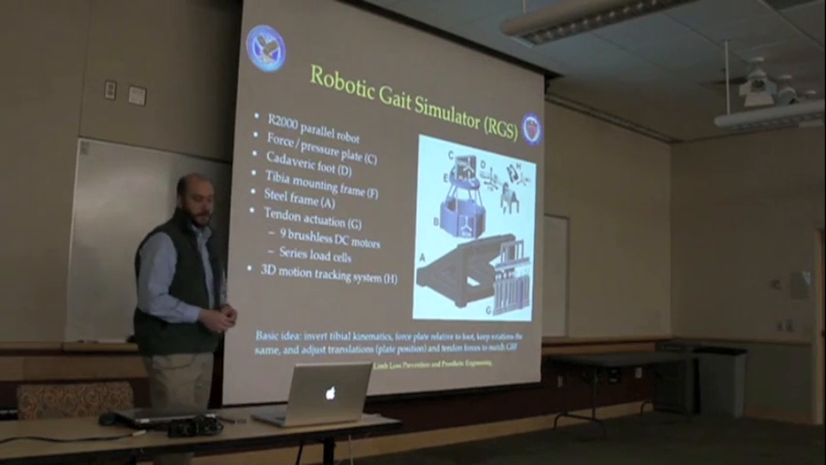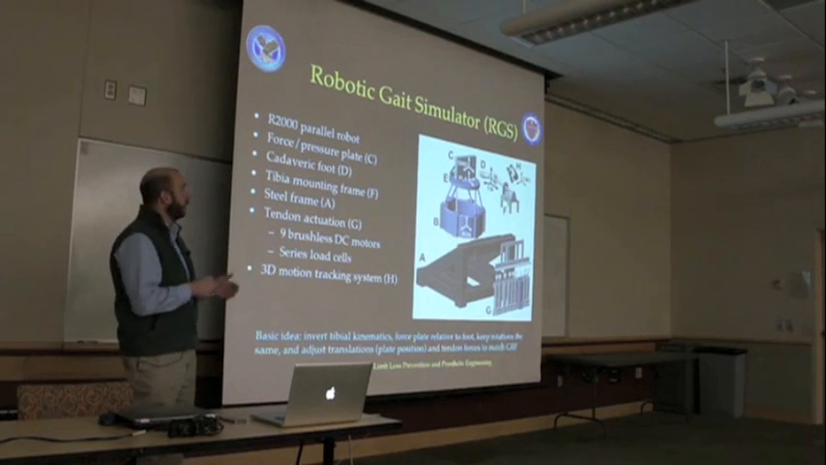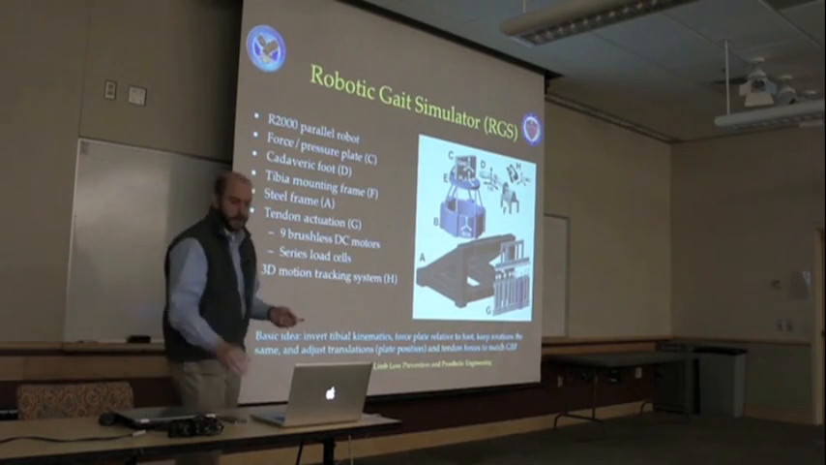The way we adjust our system is that we keep the kinematics the same. So we keep the force plate moving through the same angles, and we adjust the position of the force plate, moving it closer or further away from the foot, and then we increase the tendon forces to get the right ground reaction force beneath the foot.